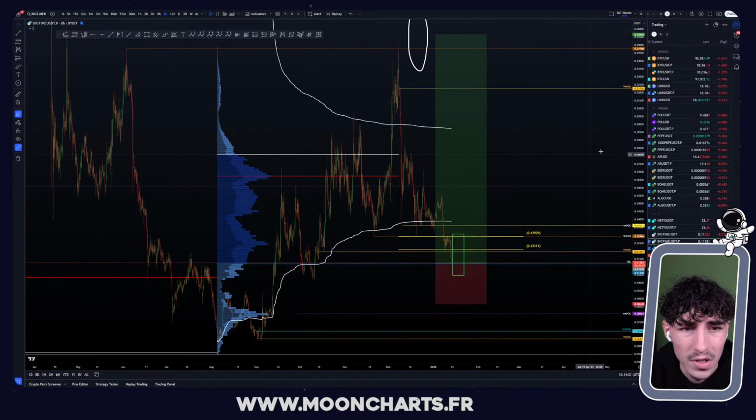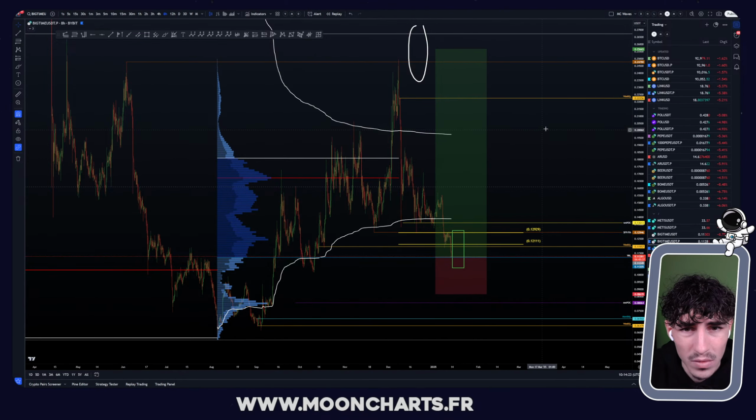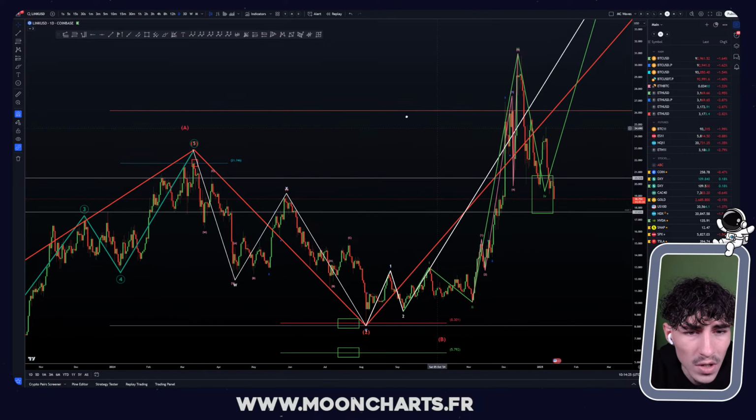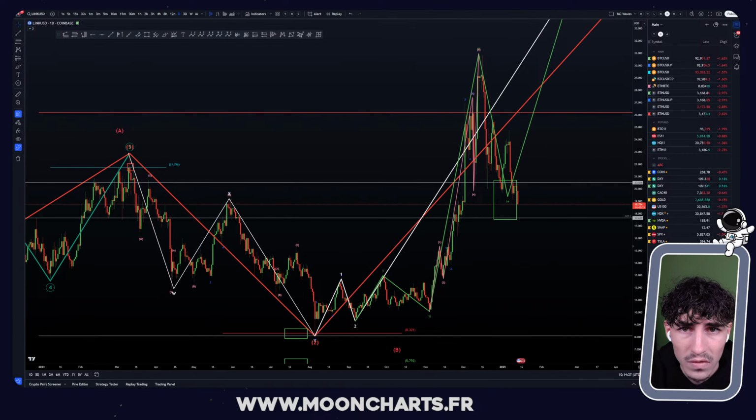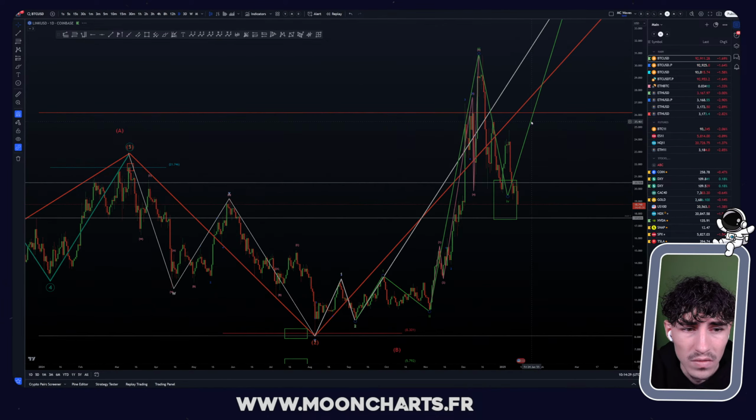We can see what's happening here. Okay, placing this, I'm not going to take it. I'm going to wait to see what Bitcoin is doing first of all. Link going lower, still into the wave 4 target. Okay, we have some levels planned.